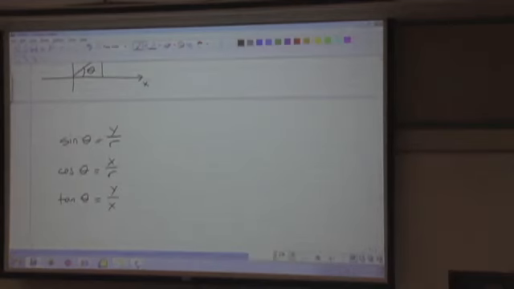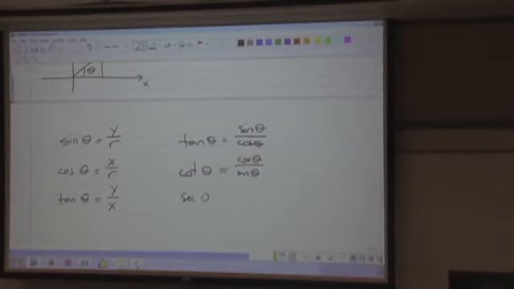Now, you probably see that I won't really be doing this. I'm only actually concerned in general with sine and cosine. Why am I usually only concerned with sine and cosine? Well, tangent of theta is nothing else but sine of theta over cosine of theta. Cotangent of theta is cosine of theta over sine of theta.